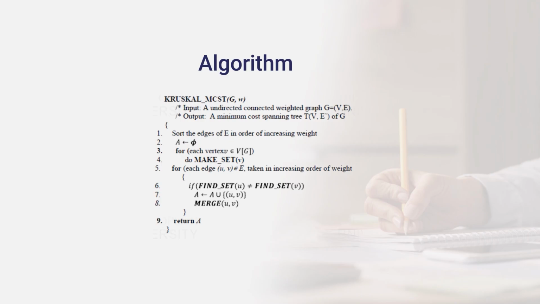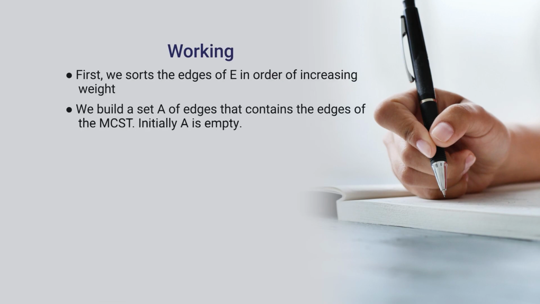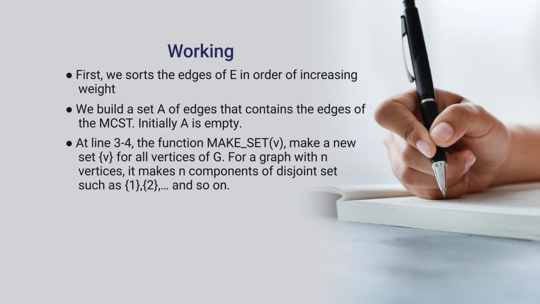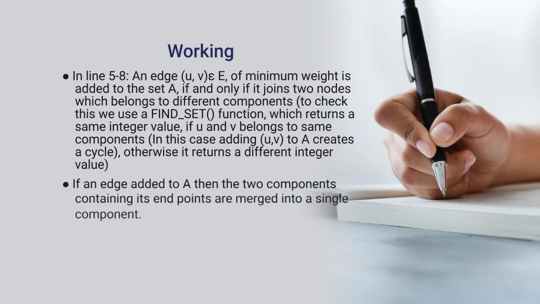So there are three functions here. First is make set, another is find set, that is find set u and find set v, and another is merge. So what this algorithm represents is that the make set at lines 3 and 4 says that for all the vertices of G, for a graph with n vertices, it makes n components of disjoint sets. So make set will only contain a disjoint set, from line 5 to 8.